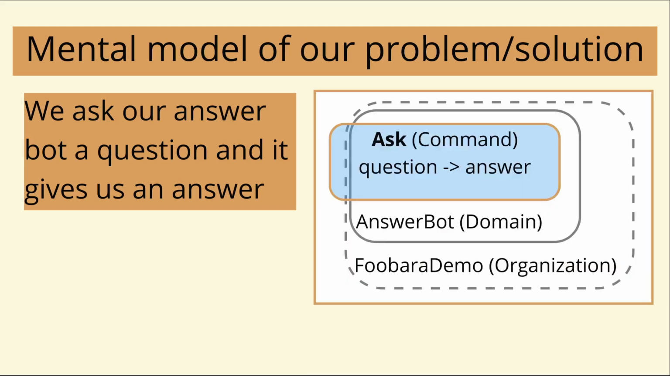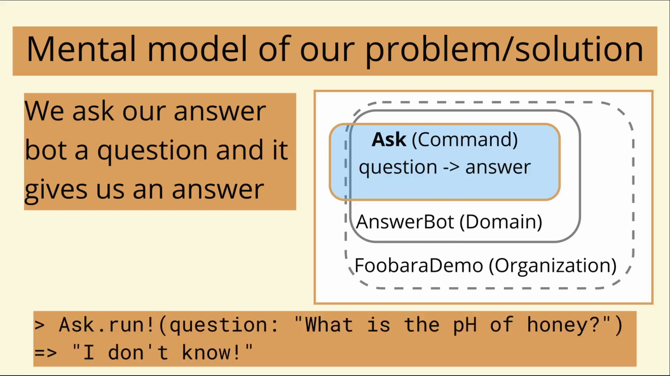So we will have a command called ask. It will take a question and give an answer. We will put that in a domain called AnswerBot, and we will put that in an organization called Foobara Demo. And we will run ask like this, passing it a question and getting back an answer.